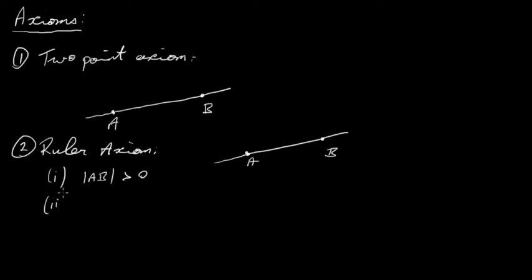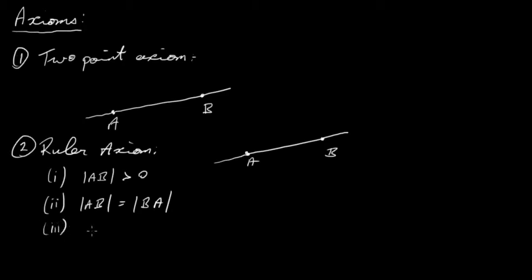Secondly, what we can say is that the distance between A and B is exactly the same as the distance between B and A. So in other words, if we take a ruler and put 0 here and measure as far as B, let's say it's 5 centimeters. If we put the 0 part of the ruler here and measure backwards, we'll also get 5 centimeters. So the distance from A to B is exactly the same as the distance from B to A.